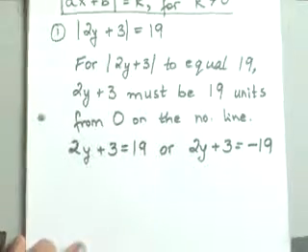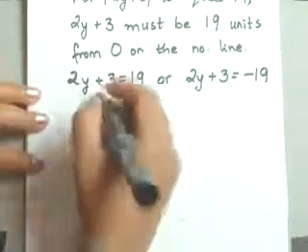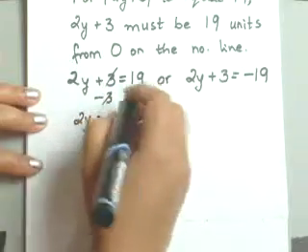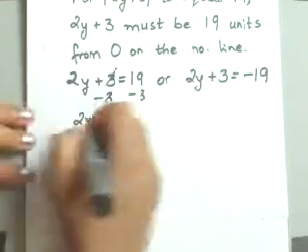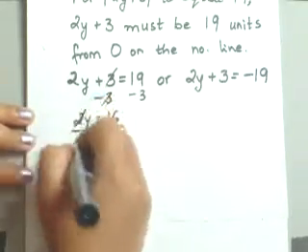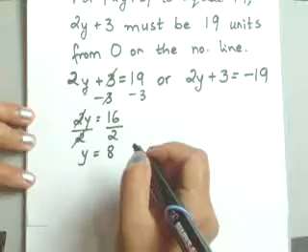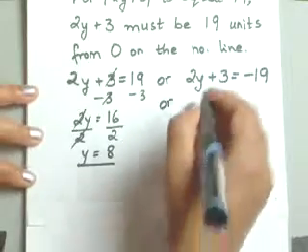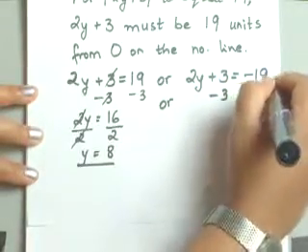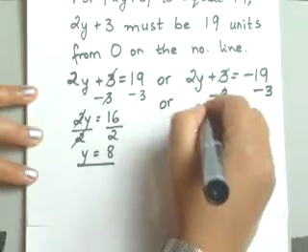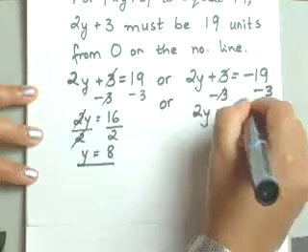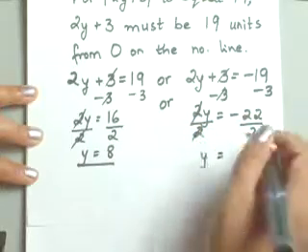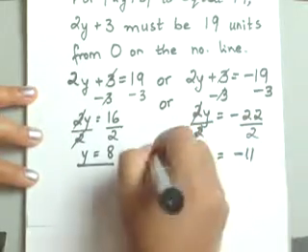So let's go ahead and solve this like we would any equation. You start by moving your 3 over to the other side. That gives you 2y equals 16. And then you divide both sides by 2 to get y by itself, and you end up with y equals 8. Okay? Now let's solve the other side, and again we start by moving the 3 over, which will give us 2y equals negative 22. Again, divide everything by 2, and this will give you y equals negative 11.